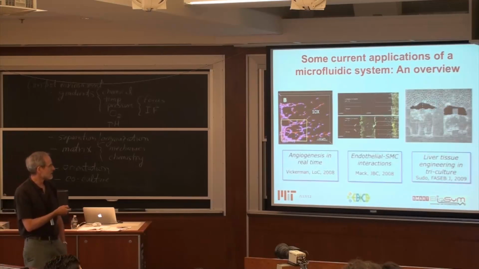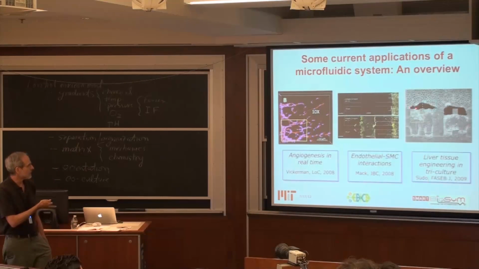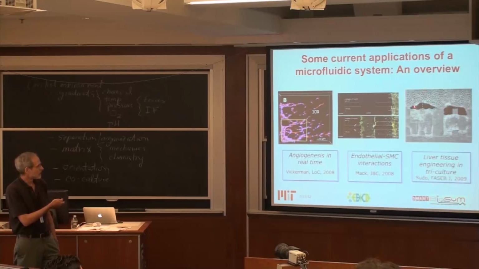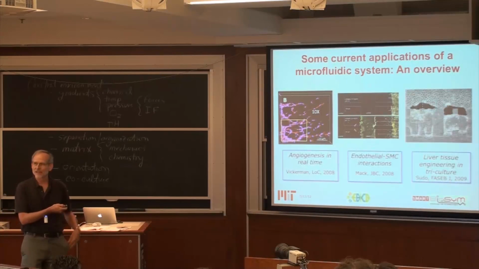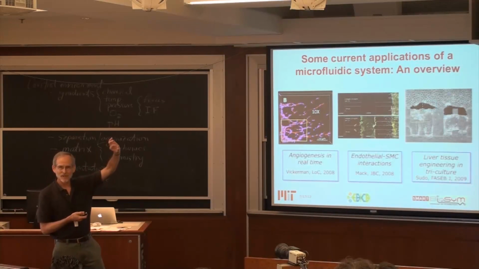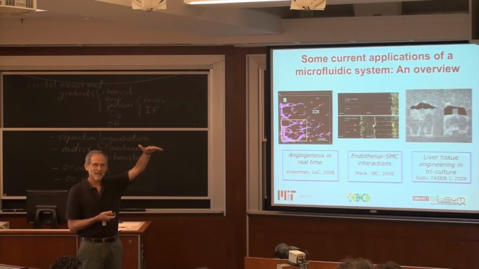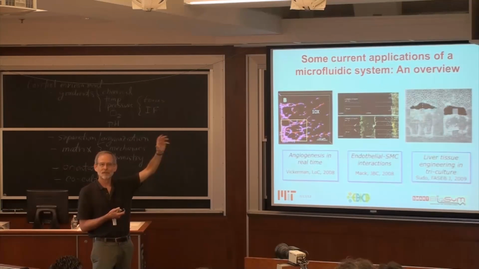Another experiment, this is done with a collaborator in Japan, Ryo Sudo, and also with Linda Griffith's lab, where we introduce liver hepatocytes. We sort of pack them in on one side of the gel. We introduce endothelial cells on the other side, and here you can see the endothelial cells that are sprouting through the gel. They're heading toward the hepatocyte mass. What we found was that these vascular structures would come right up to the hepatocytes, and then they would either stop or they would turn around.